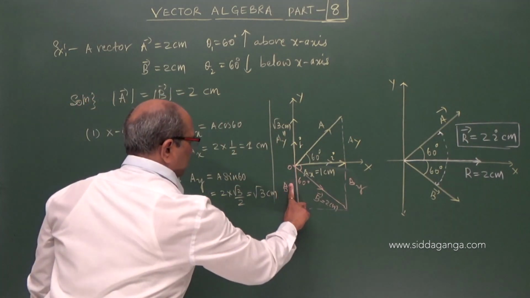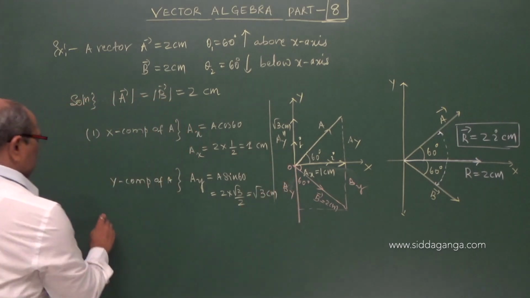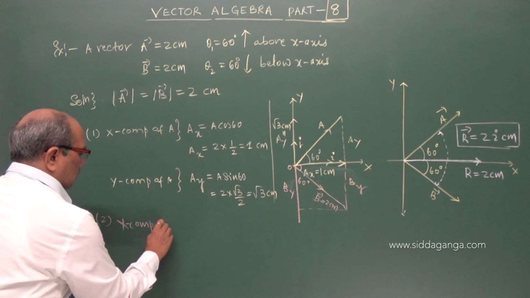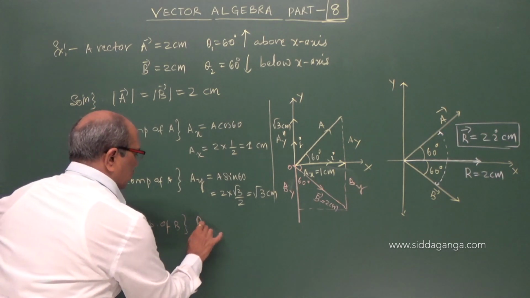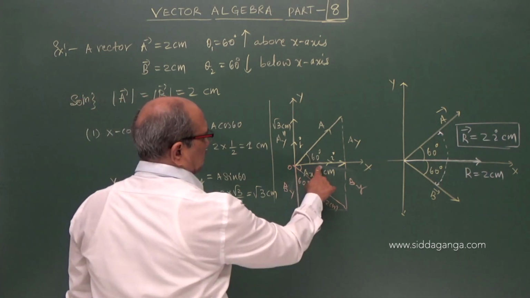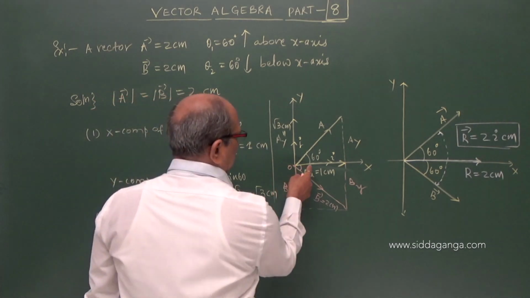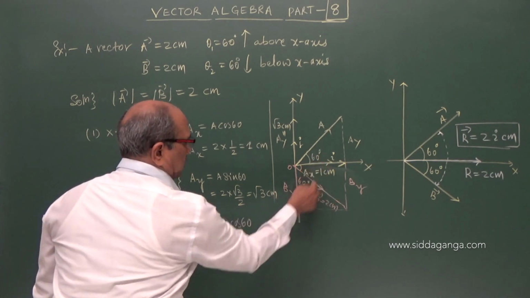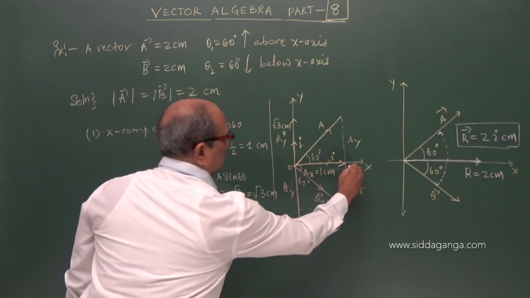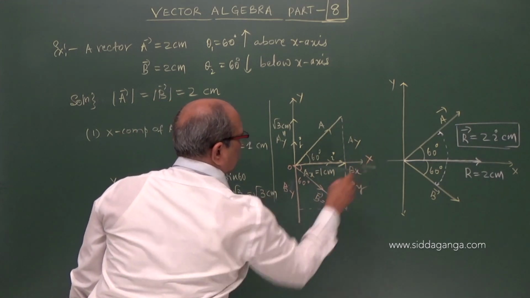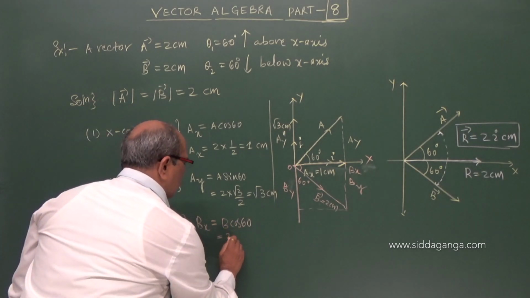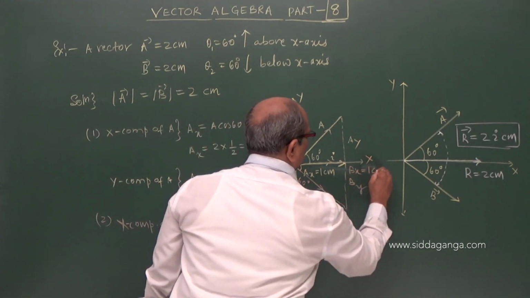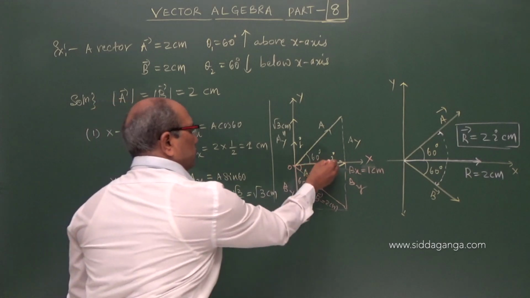When I resolve this, the X component of B, BX, with this 60 degree, the X component is again B cos 60, adjacent side by hypotenuse. This again is 2 into 1 by 2 is 1 centimeter, plus. Therefore it is 1 centimeter towards right, both are acting towards right.